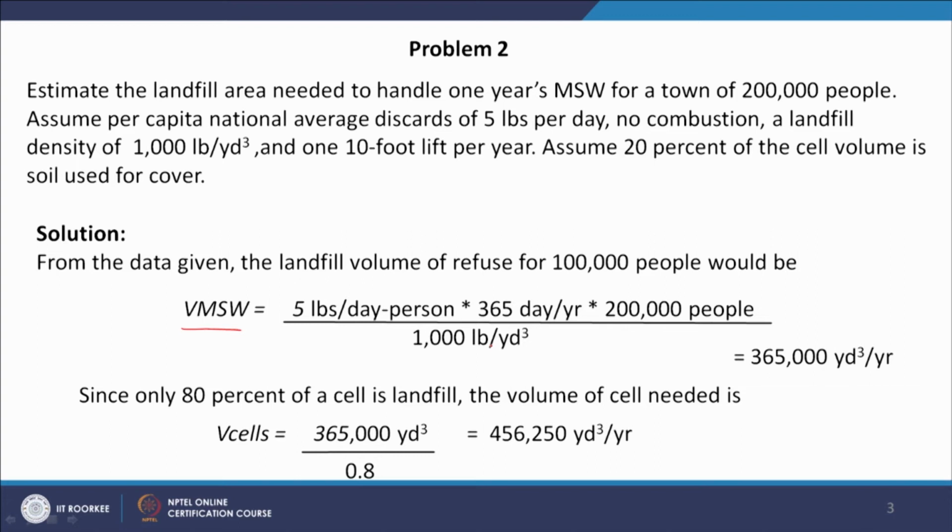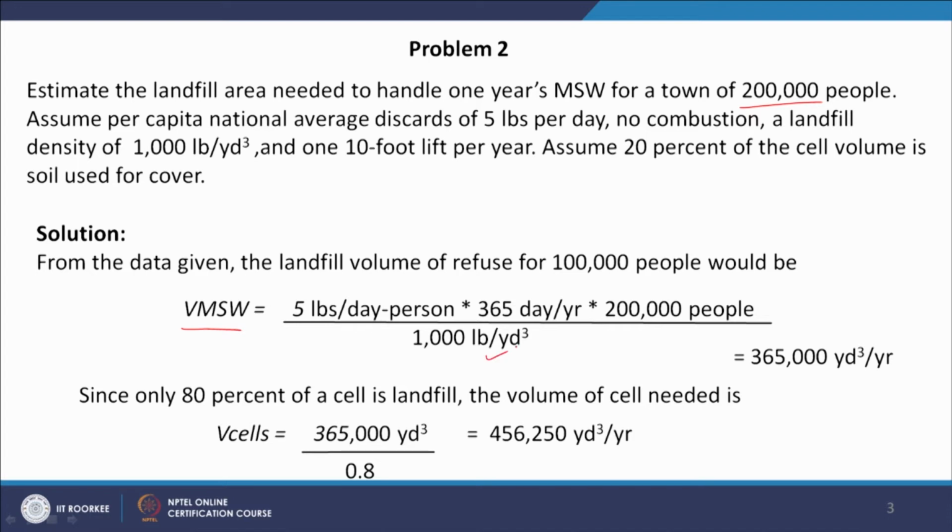The mass of MSW we can get from the total number of people and the generation per person. So, that is 5 pounds per day per person, multiplied by 365 days per year. So, this is the per year per person production of waste, and we have this number of total people. So, we will multiply this by 2 lakhs. So, this numerator term is the total waste generated, the mass of the waste generated. Then we will divide it by the density of it. So, we will get the volume.